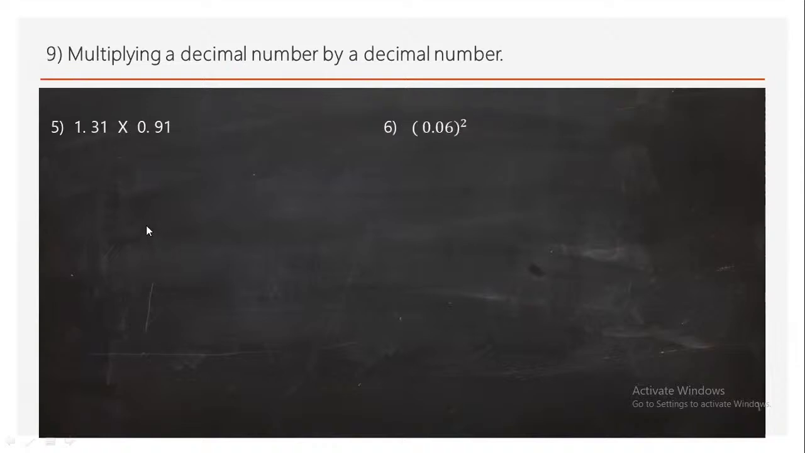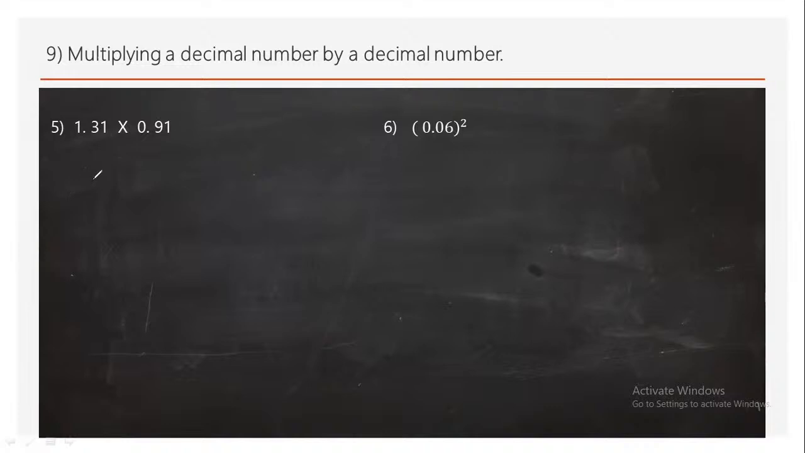We have done question number 8. Question number 9. Multiply a decimal number by a decimal number. Both contain the decimal. That earlier one also we did like that. Decimal number by a decimal. 1.31 into 0.91.